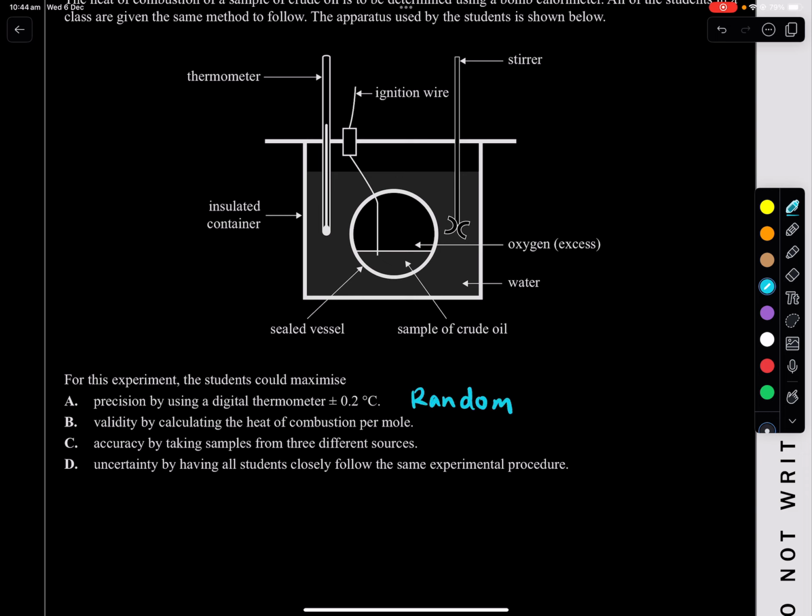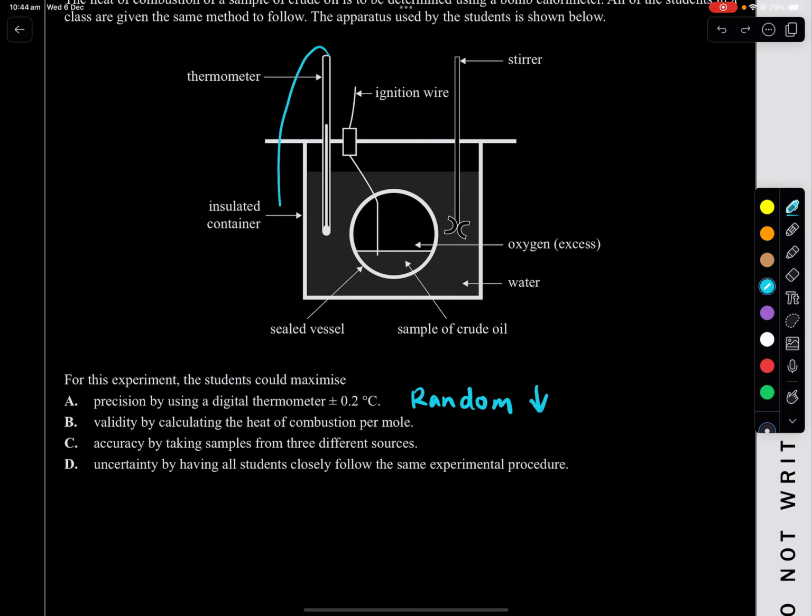This is what precision is. Precision comes from random error. If we want to maximize precision, we need to decrease that random error. So what they've done is they're using a digital thermometer. Yes, a digital thermometer is better.